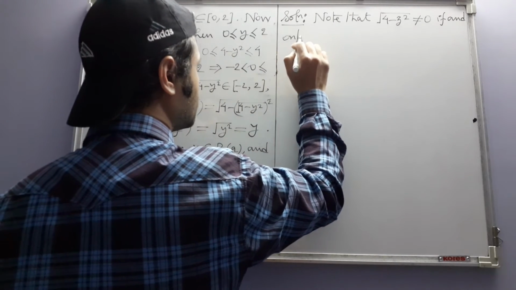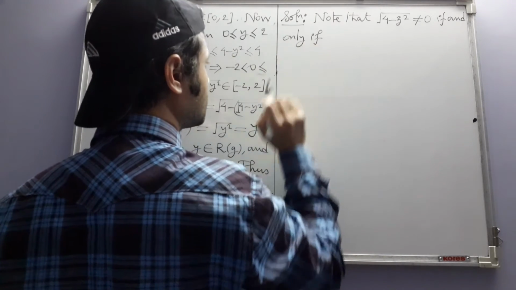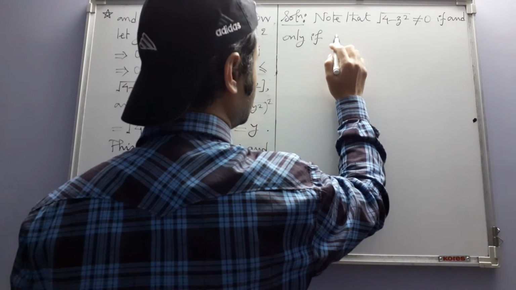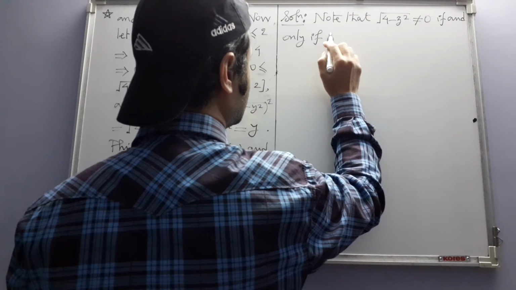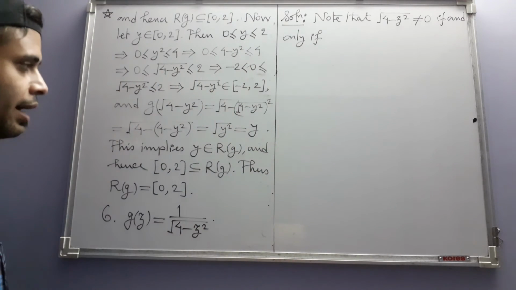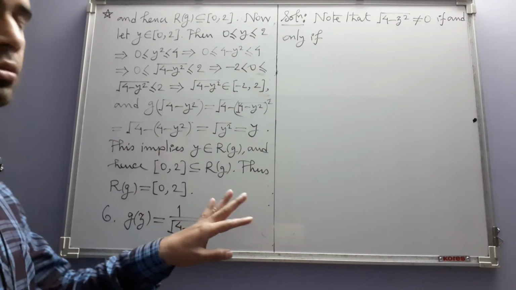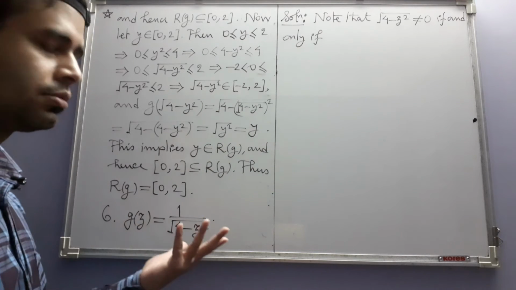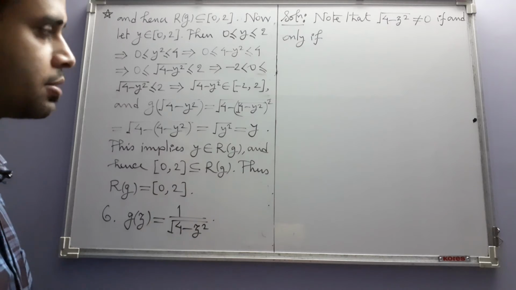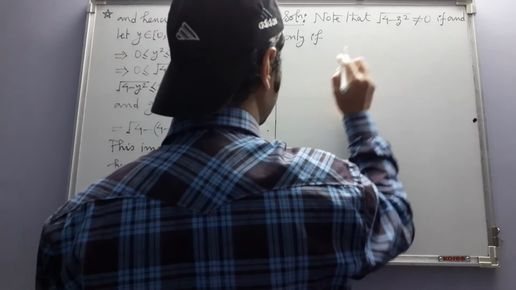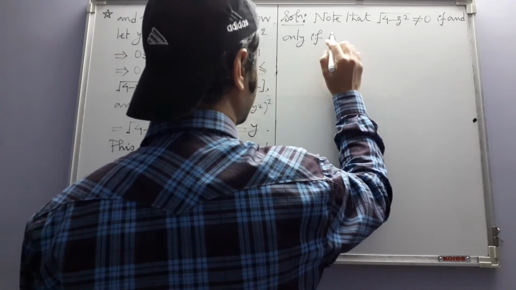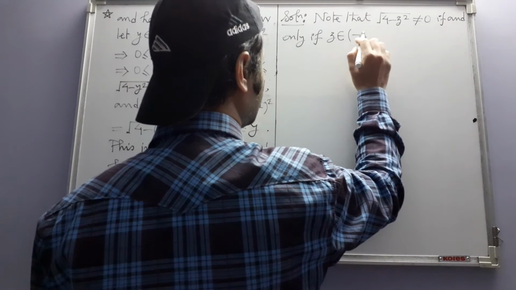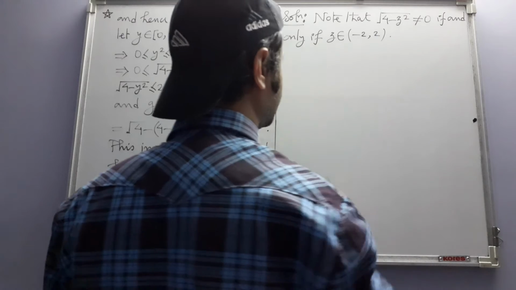If and only if, we can, ideally we should again do the calculation because this is a separate exercise, but from the previous exercise calculation, we can directly write: if and only if z belongs to the open interval.